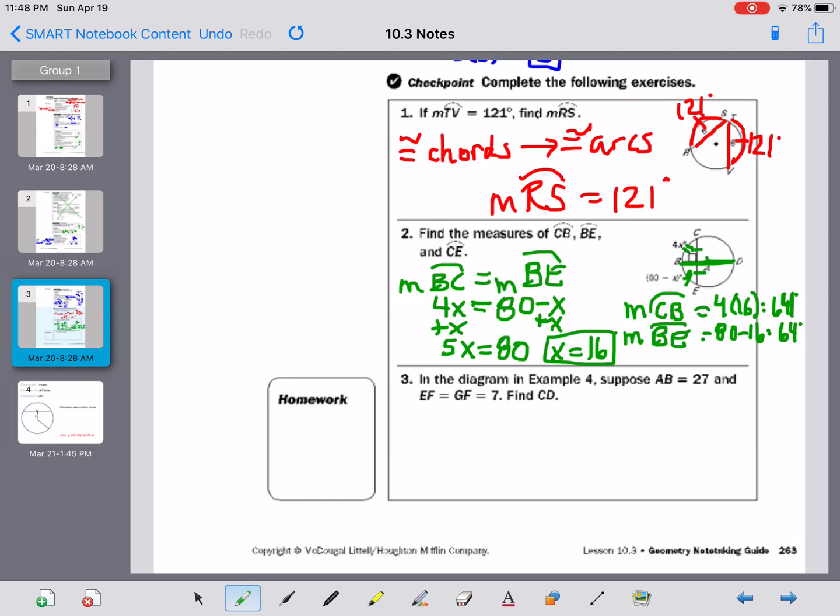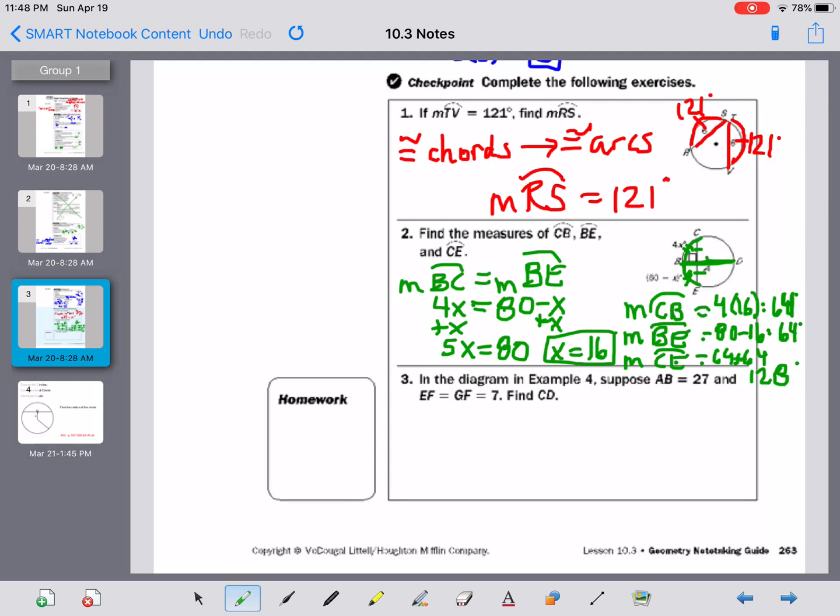And it asked me for one more arc, arc CE. And arc CE is the full arc, so I'm just going to add my 64 plus 64, and I'm going to get 128 on that arc. That's a plus sign in there.